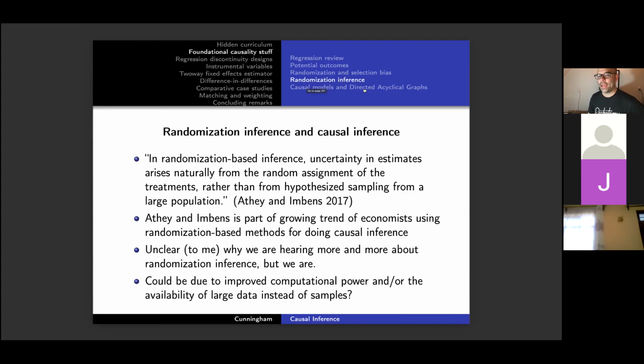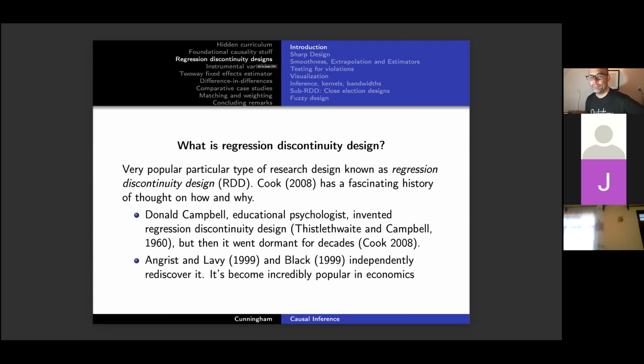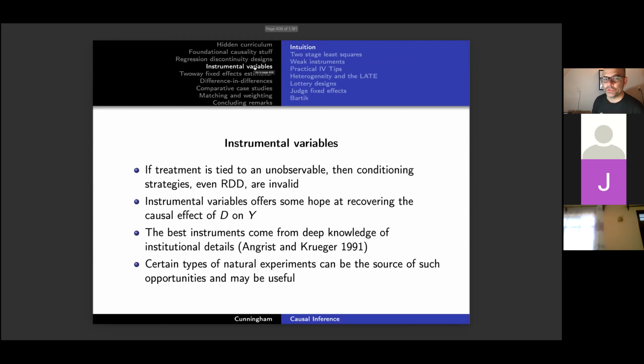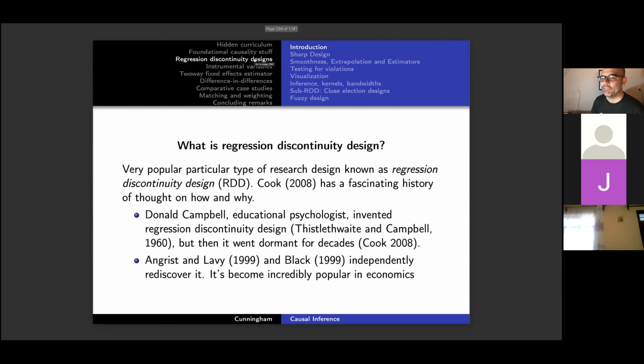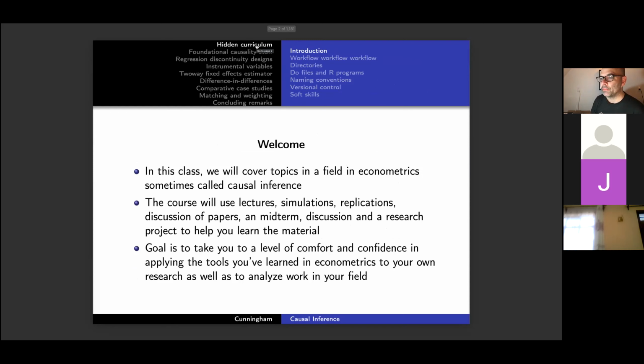What we're going to do today is get into the regression discontinuity material. And if we have time at the end, if I cover all of the regression discontinuity, I either will start instrumental variables, or I might back up and cover something that's a little lighter, which might be a nice way to end the day. I might cover my hidden curriculum material about programming.